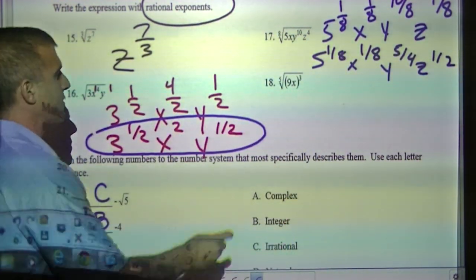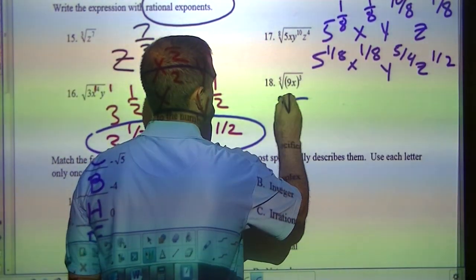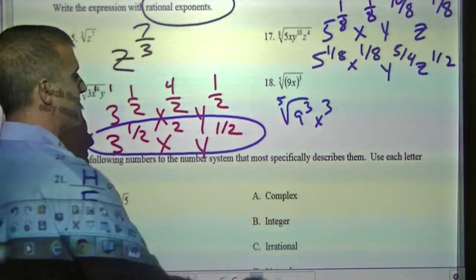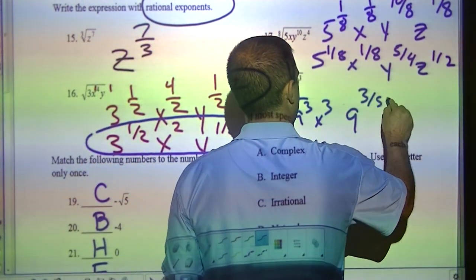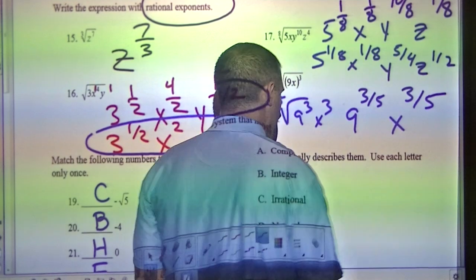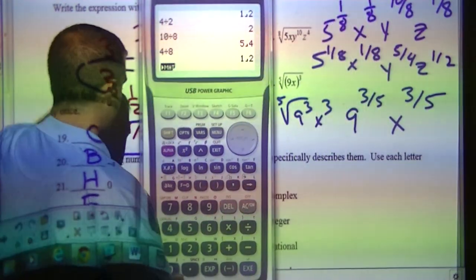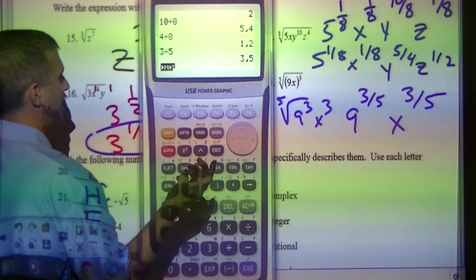This one, what this is saying is basically 5th root of 9 cubed x cubed, okay? So what I'm going to get there is 9 to the 3/5, x to the 3/5. And I don't think those are going to reduce, but you can check, okay? All right, 3/5 for the fractions, 3 divided by 5 is going to stay 3/5.